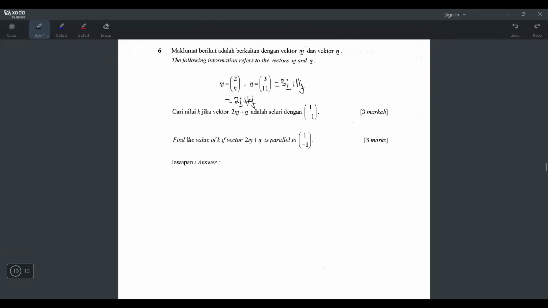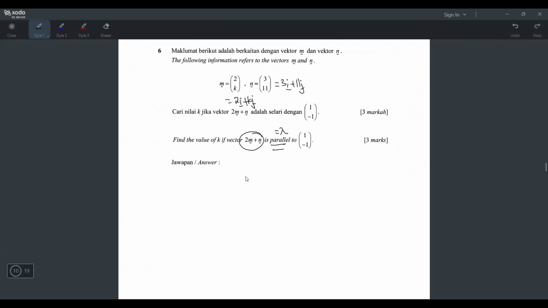It's up to you. Okay, find the value of k if vector 2m plus n is parallel to (1, -1). So whenever you see the word parallel, this is vector. We are doing vector chapter. In vector punya chapter, you learn that if two vectors are parallel, these two vectors dia boleh sama dengan, tapi kena letak lambda. You have to add a lambda because dia tak sama panjang mah. So there will be a ratio, and we will use lambda to represent the ratio lah.